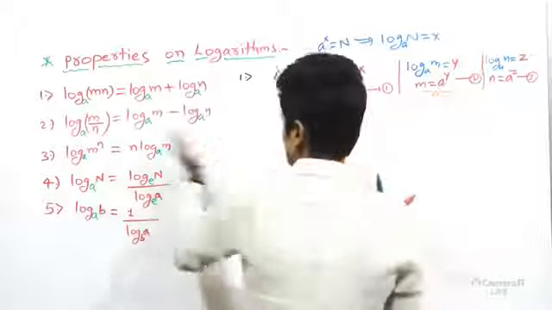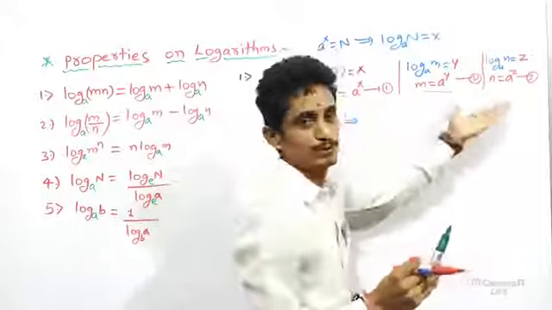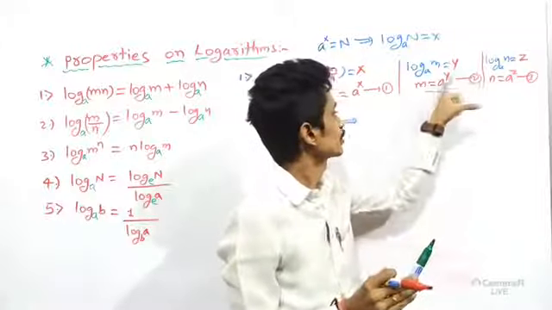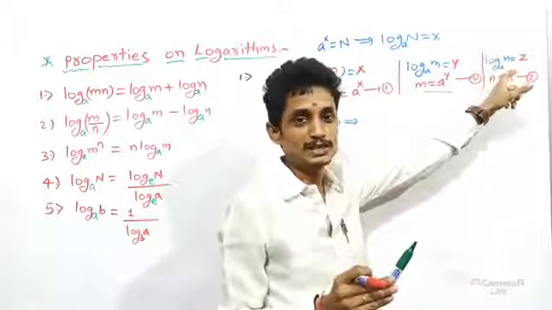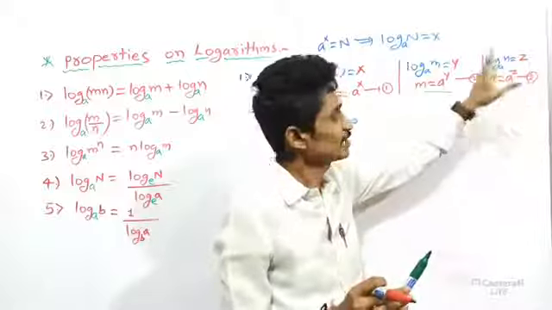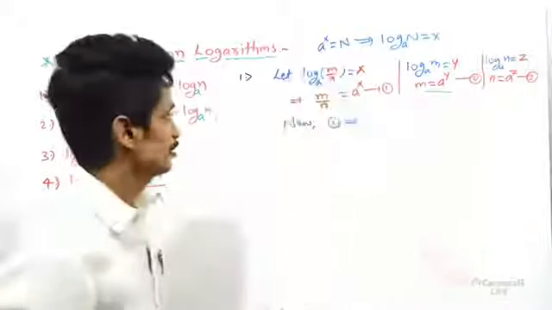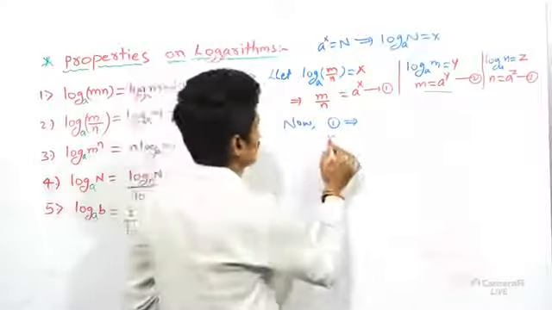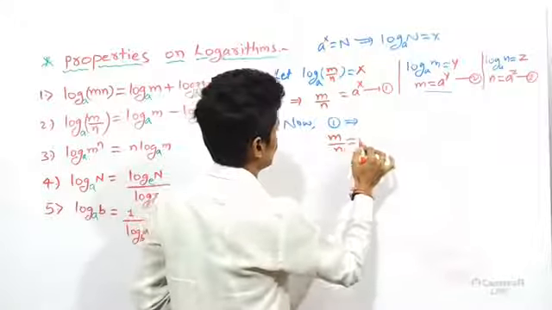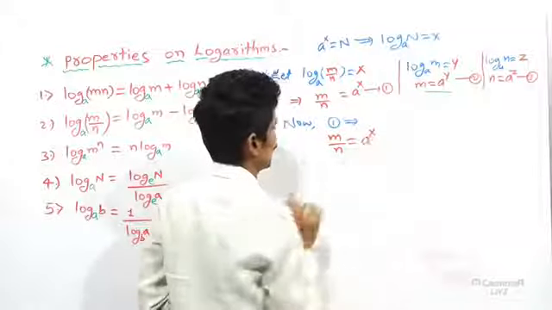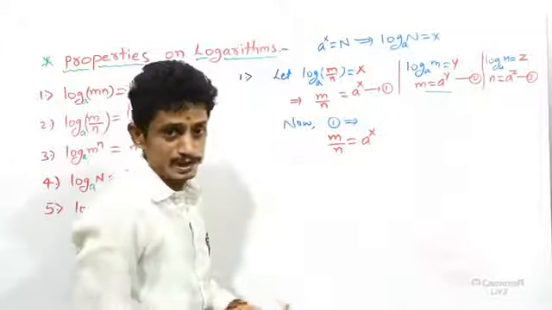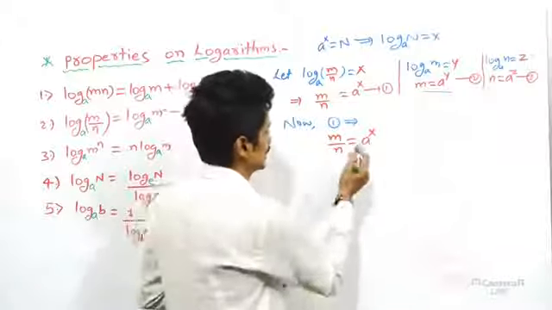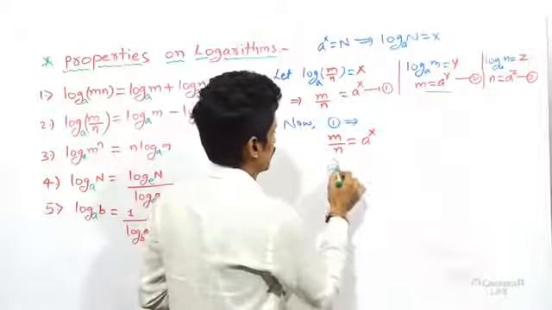Then go to the RHS part. There are no changes in that RHS part. As usual, we can consider log m to the base a equal to y, then m equal to a power y. Log n to the base a equal to z, then n equal to a power z. Now consider equation number 1. What is equation number 1 here? That is m divided by n is equal to a power x, or a power x equal to m by n. Anything we can write, right? Now I will just write a power x.